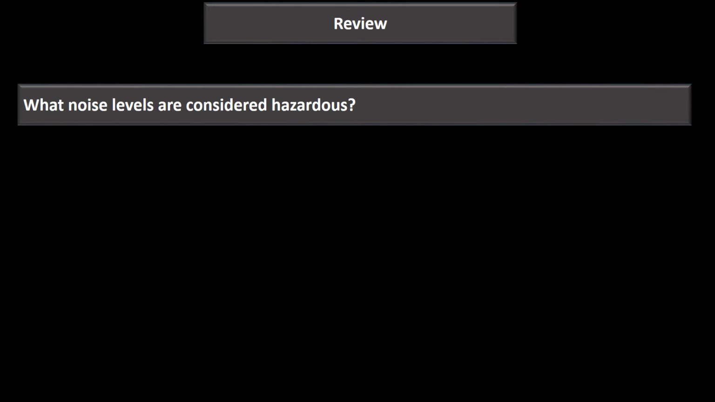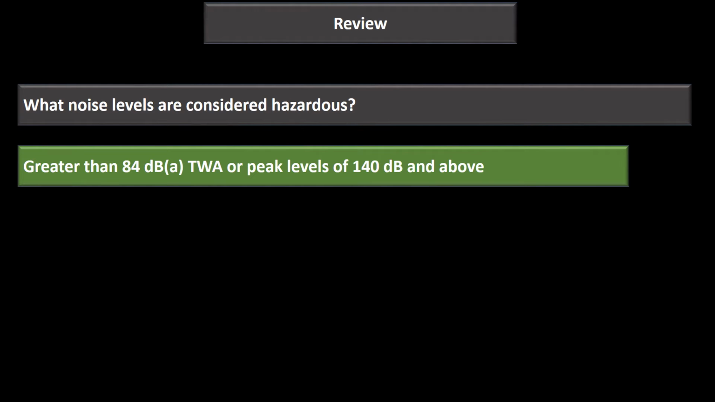So a quick review of what we've gone over so far. What noise levels are considered hazardous? What two noise levels did we talk about that we're going to consider hazardous? Anytime we get greater than 84 decibels at a time-weighted average or peak levels of 140 decibels and above.